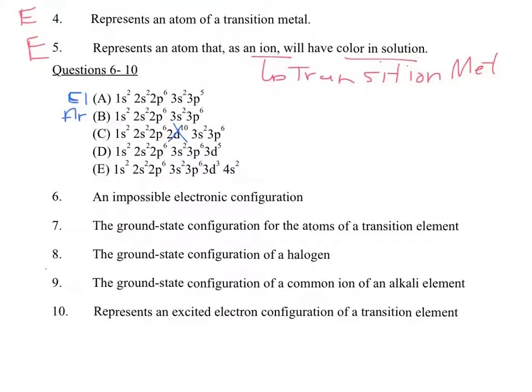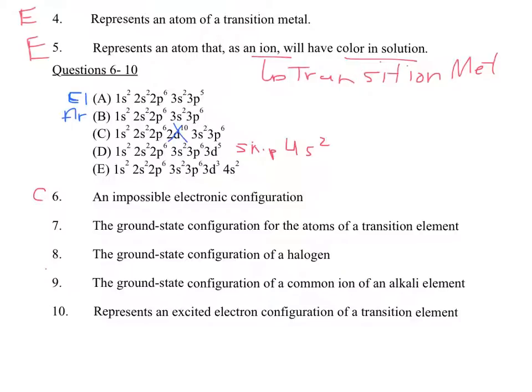Why is that impossible? Is there such a thing as 2d? Remember, we always start at which d? 3d is always the first one we can have, right? That's why that's there. Okay, D: 1s2, 2s2, 2p6, 3s2, 3p6, and then 3d5. What did we skip? We skipped 4s2, didn't we? So let's hold off on that one and just make that note.